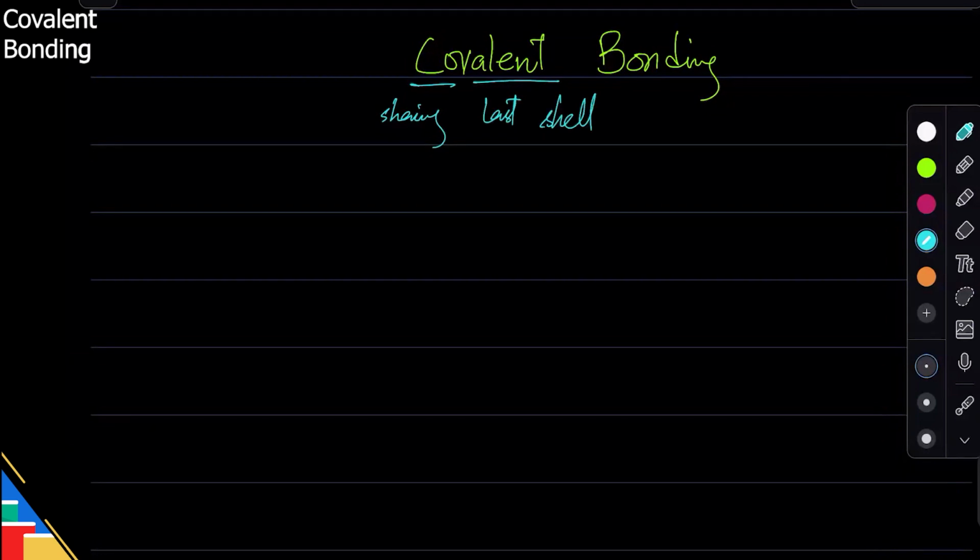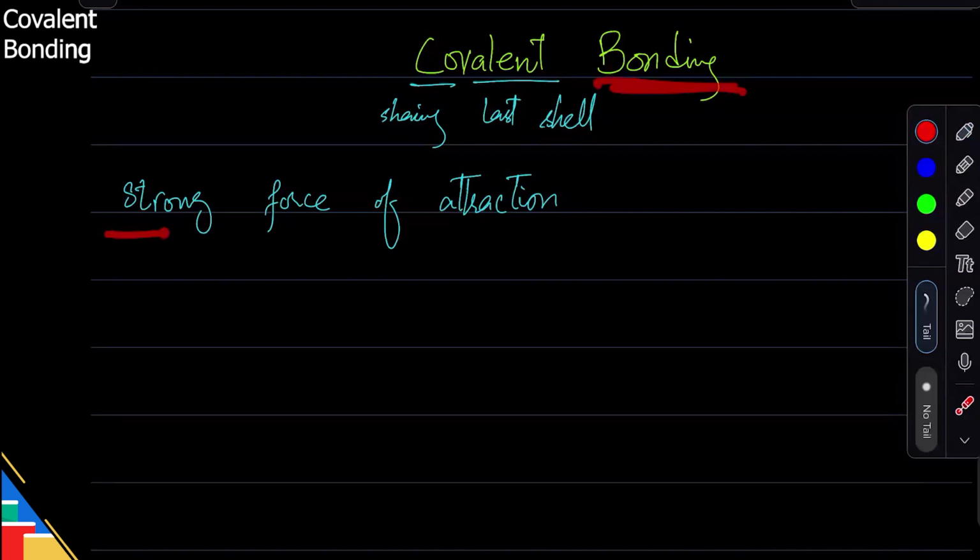But if the examiner asks you for a definition, the definition should always include two things. One, it is a strong force of attraction. Now, you can use the word electrostatic force of attraction, but even if you don't, that's perfectly fine. So the first thing is that bonding has to be a strong force of attraction. And the second part is, what is it between?